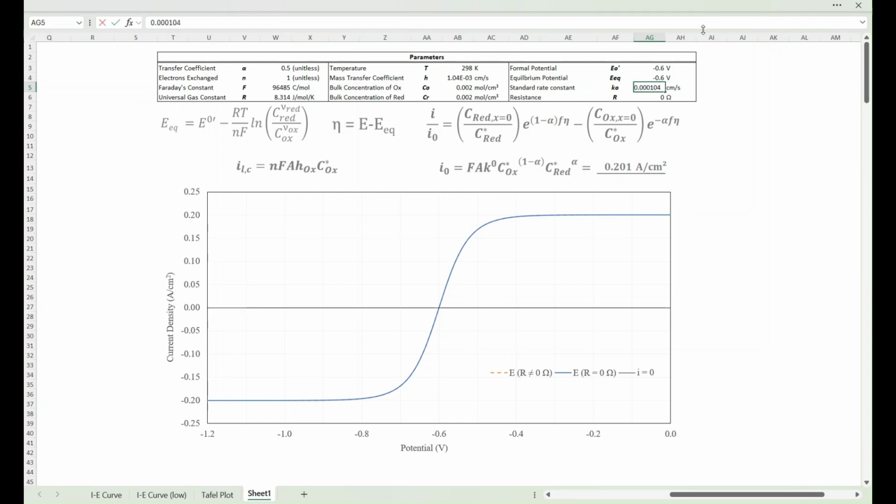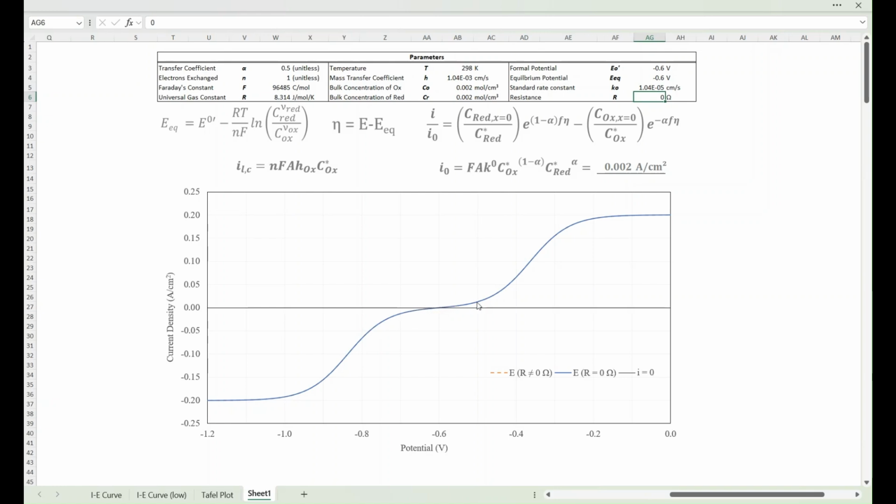We're going to just make it a little bit smaller, 10 to the minus 4 now, and we can see we start to get that wiggle, which we saw when we were increasing the mass transfer coefficient. Now let's make it even smaller, and we have an even bigger wiggle here in the middle. And so what's happening here, as our standard rate constant decreases, it takes more and more potential to promote a certain oxidizing or reducing reaction.